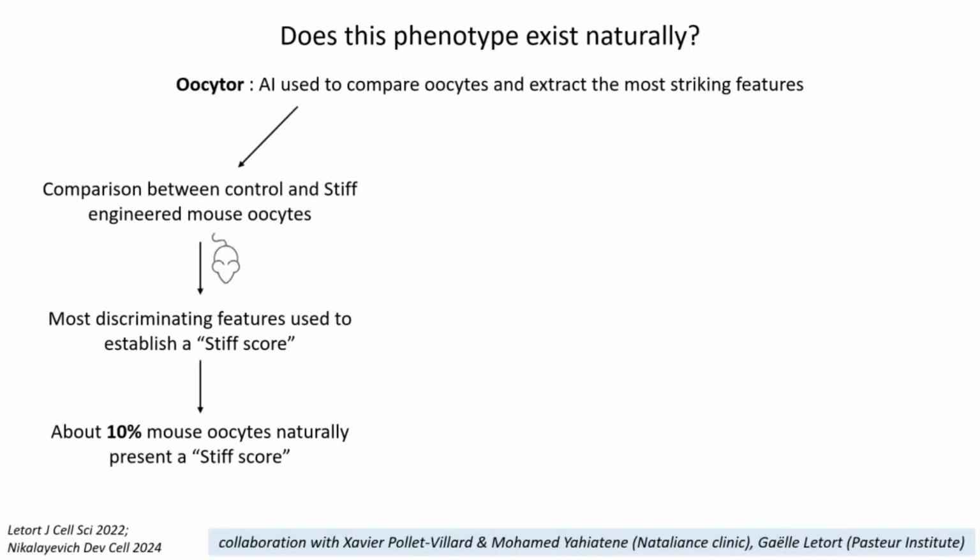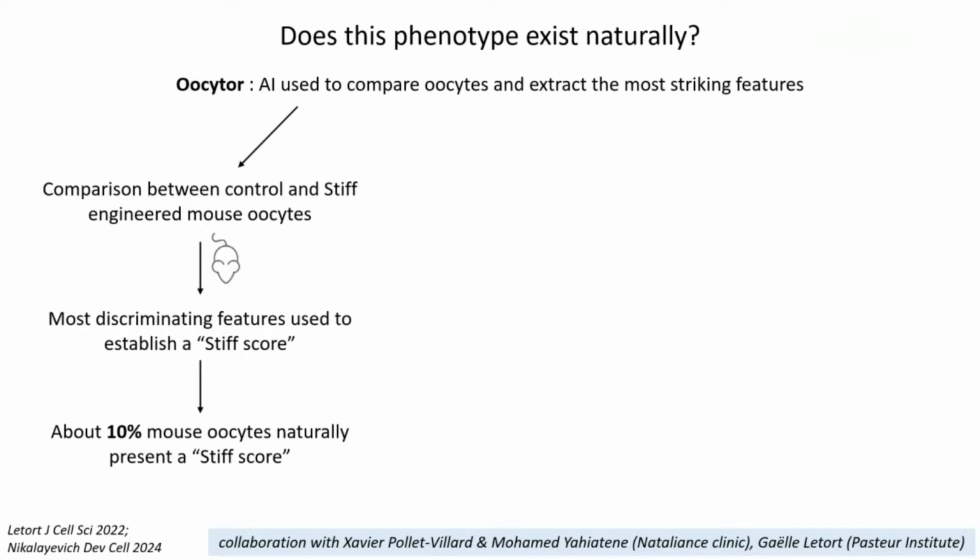So of course the question we have, everything I showed you up to now was in engineered stiff oocyte. So the question is, does this phenotype exist naturally in naturally stiff oocyte? So for that, in collaboration with Gaëlle Le Thor, we are using oocytor, an AI-based tool she created that we can use to compare oocytes and extract the most striking features between oocyte population.